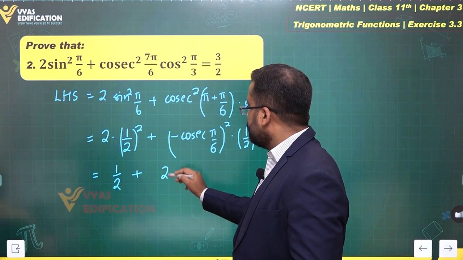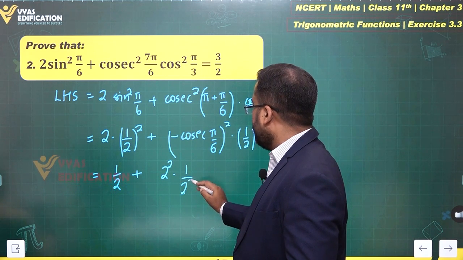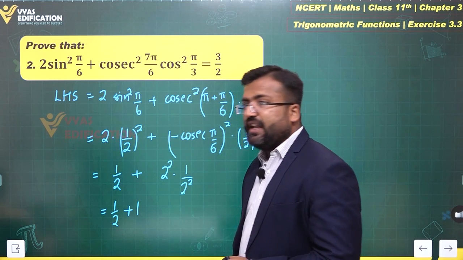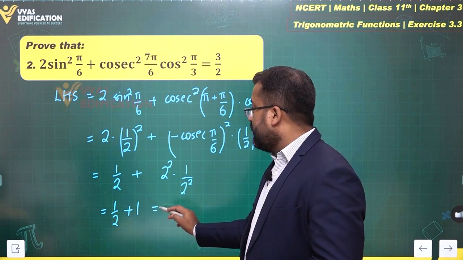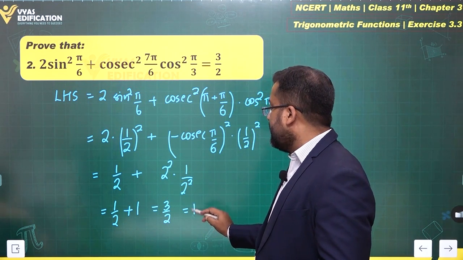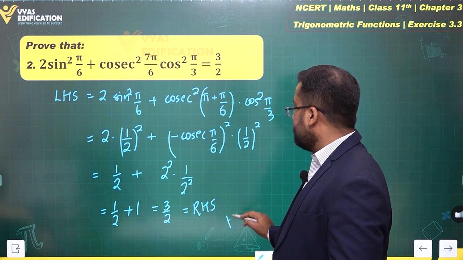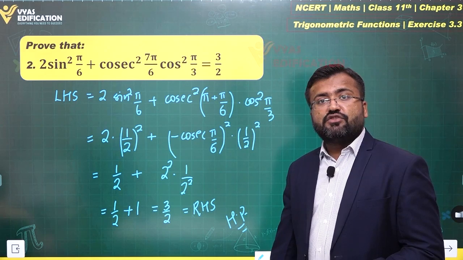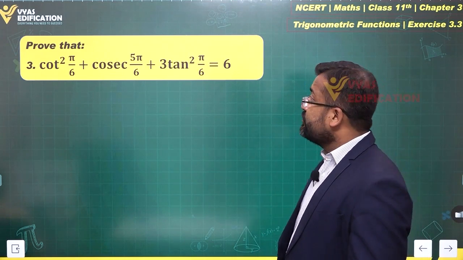So, this becomes 2 square times 1 by 2 square. This is equal to 1. This is already a 1 by 2 and this is equal to 1. That gives me this equals 3 by 2, which is the RHS. Yes, that's the complete proof of this question. And is that all? Yes, that is all in this question. Let's discuss this question next.